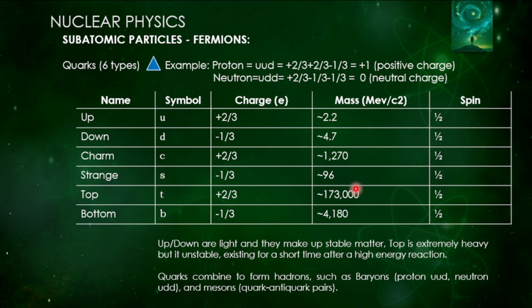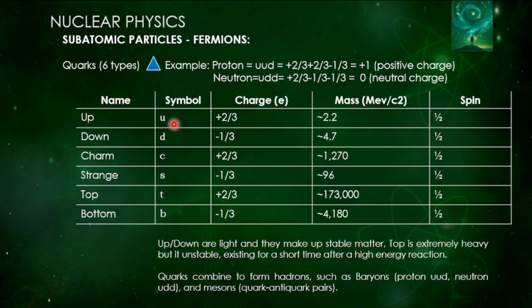By the way, this particle occurs for a very short time and then it decays instantly. So it is very heavy, but it exists for a very short period and then disappears. Bottom, B, has a negative charge, -1/3. The mass is around 4180 mega electron volts per c square.